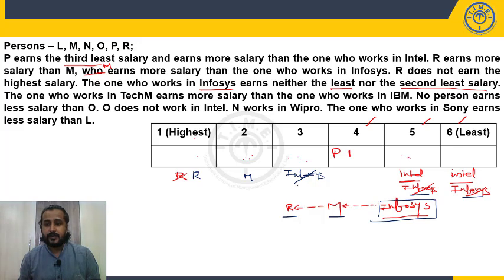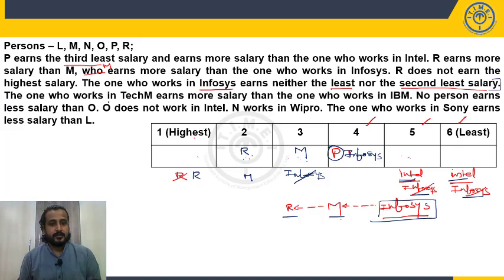So it must be what? P. P works in Infosys. When P works in Infosys, before Infosys I need to fix M and R. So what is the possibility? This must be the M, this must be the R. Right. So we are able to fix. Next, still Intel we need to fix. One of these two places goes to Intel. But till here complete information is utilized.